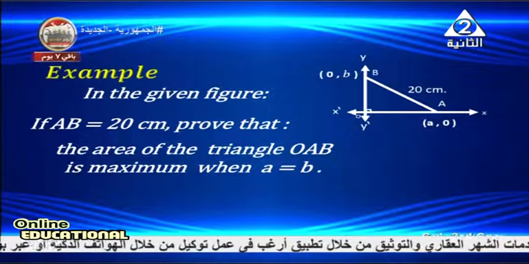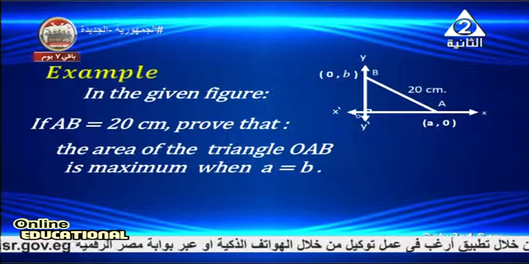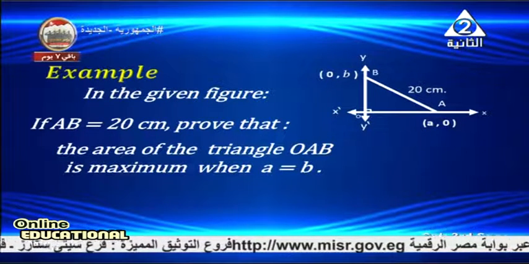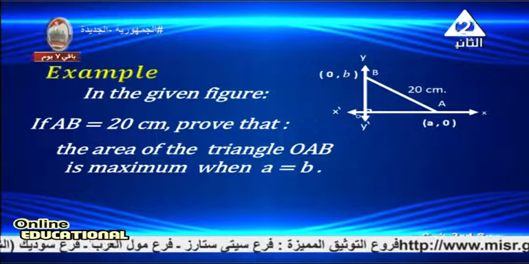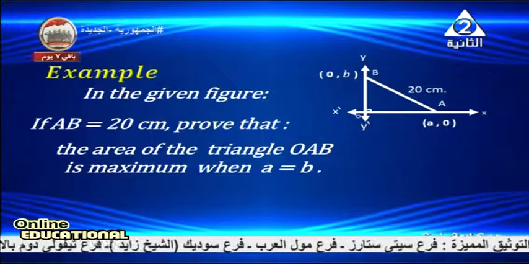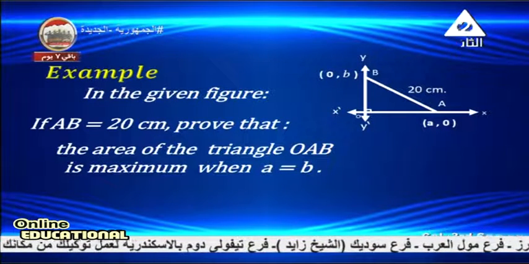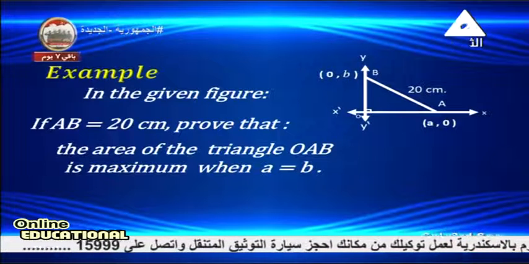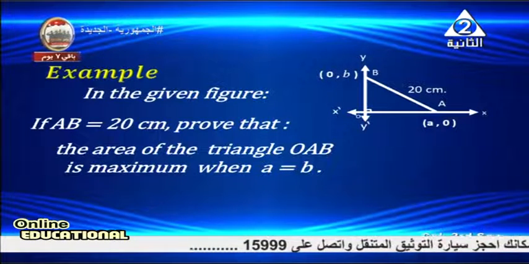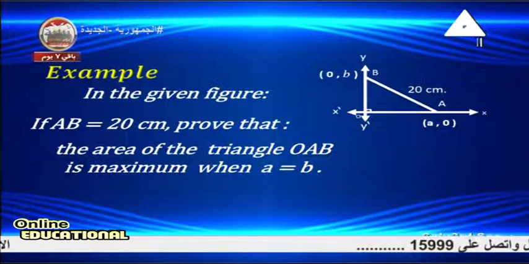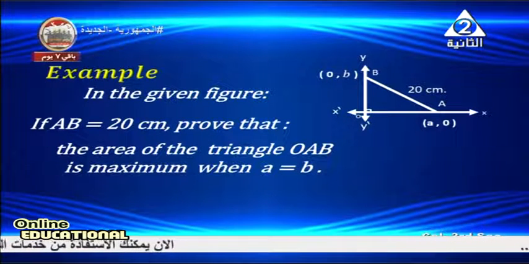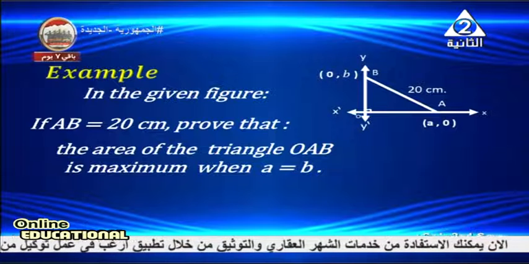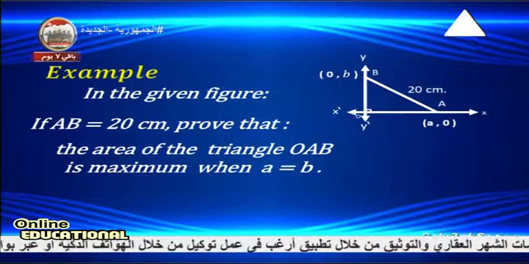The given figure represents a straight line that passes through the two points A and B. The point A lies on the x-axis, then the value of y equals 0 and the value of x equals a. And the point B lies on the y-axis, then B is (0, b). The length of the hypotenuse AB equals 20 centimeters.